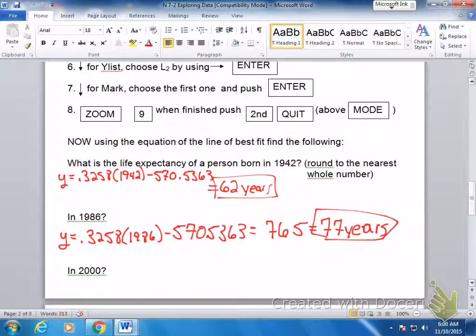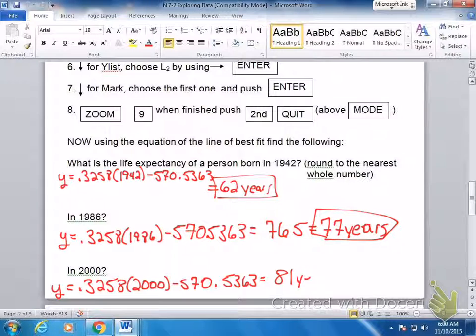So the information was only through 1990, and now we're going to use it kind of as a prediction of what it might be in 2000. So we plug that in for our X. Y equals 0.3258 times 2000, our X value, minus 570.5363. And again, you just plug that into your calculator, and you should get 81 years.